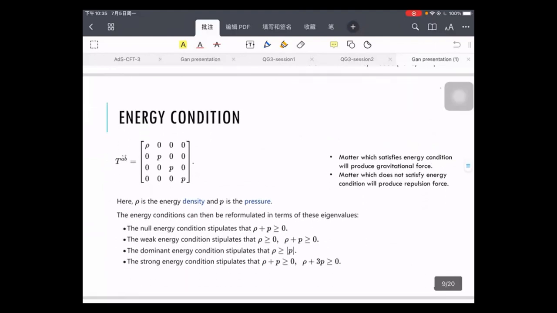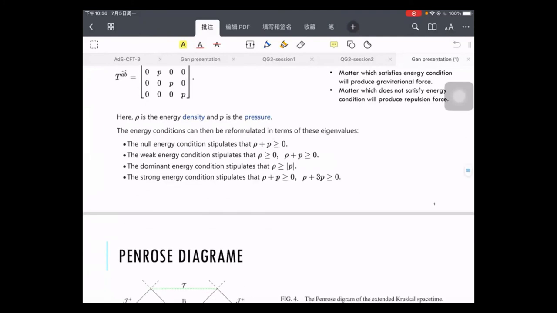When we try to understand it, we need to use the energy conditions. The energy conditions can be formulated in terms of the eigenvalues of the energy-momentum tensor. The matter which satisfies the energy condition will produce gravitational force, and finally, in the trapped surface, we will encounter the singularities. But if the matter does not satisfy the energy condition, it will produce a repulsive force, and finally we can resolve the singularities.